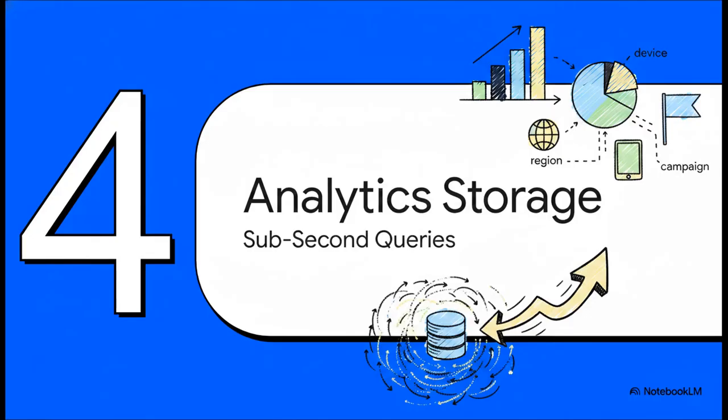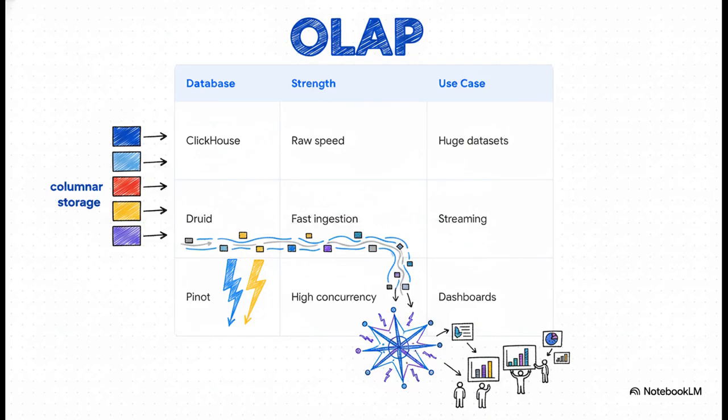Section 4. High-speed analytics storage. Okay, so now that we've accurately counted all the clicks, advertisers naturally want to view them on those slick, interactive dashboards, slicing and dicing the data by region, device, and campaign. To serve sub-second queries over literally billions of rows, a traditional database would just completely choke.